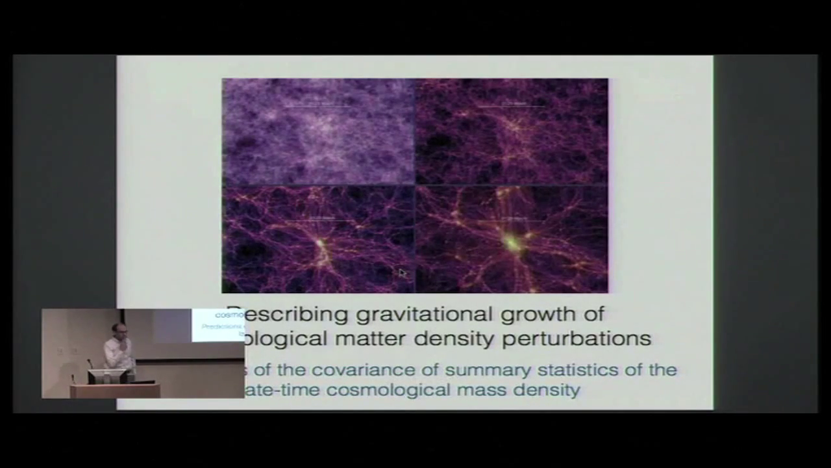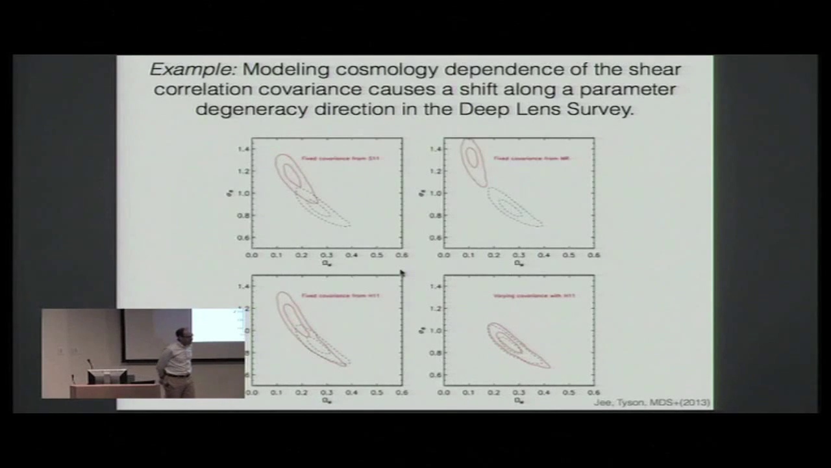It looks like a banana. It is banana shaped. Well, let's ask, why do you think it should be a straight line? Let me ask a different question. I've plotted sigma 8 and omega matter. What if I redefine my cosmological parameters to be some nonlinear function of sigma 8? Would you still expect a straight line in that parameter space?